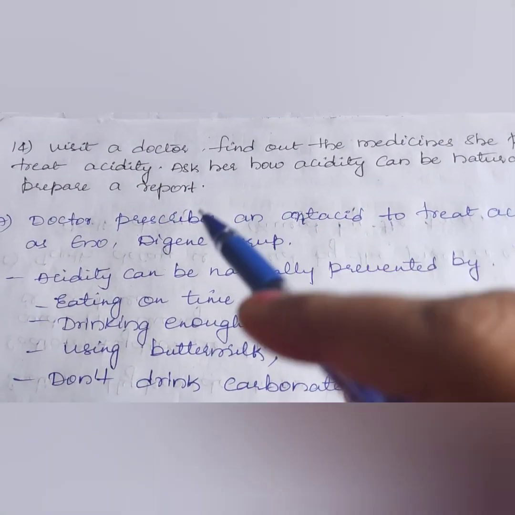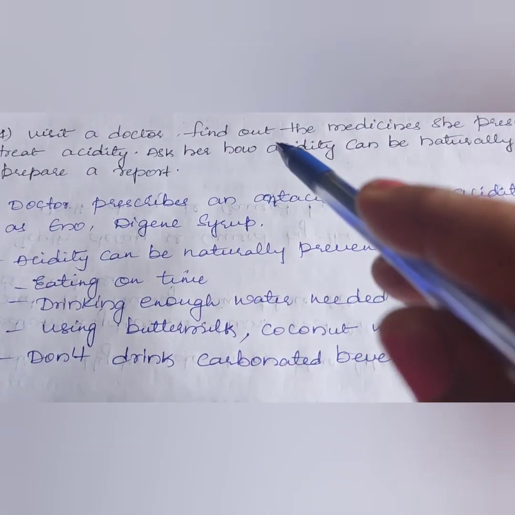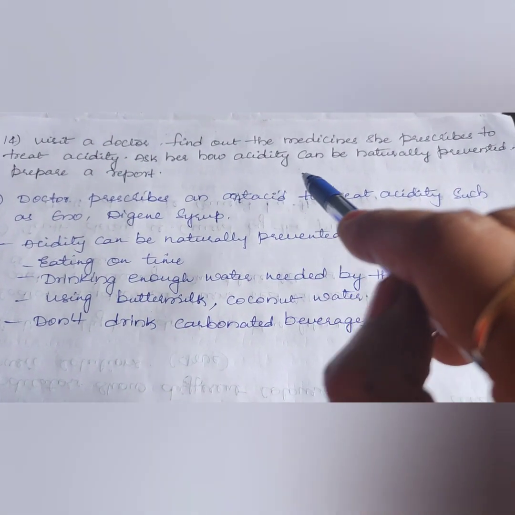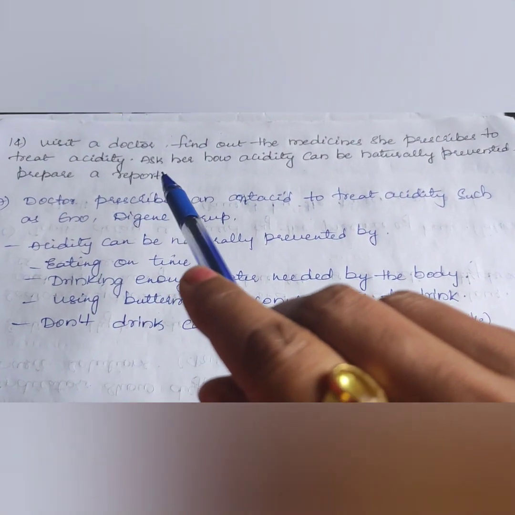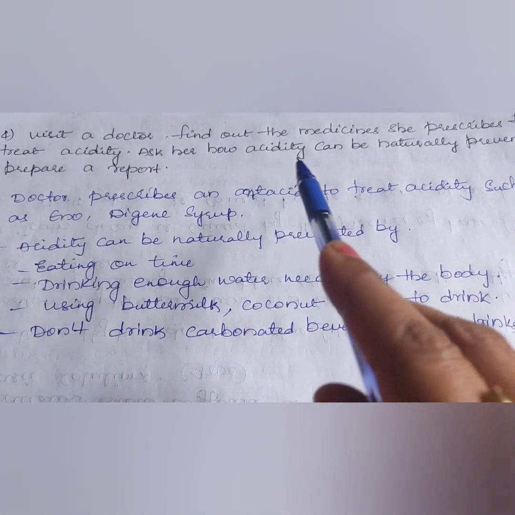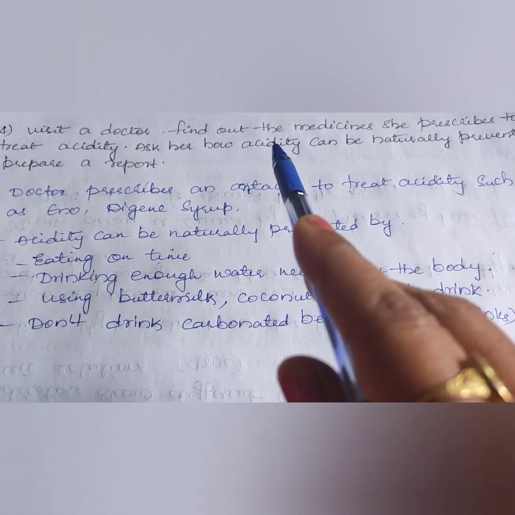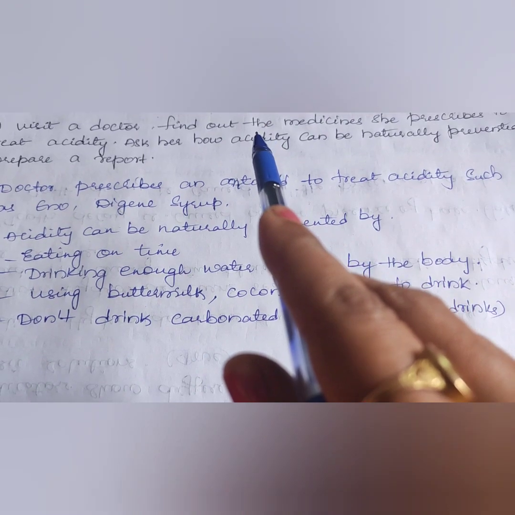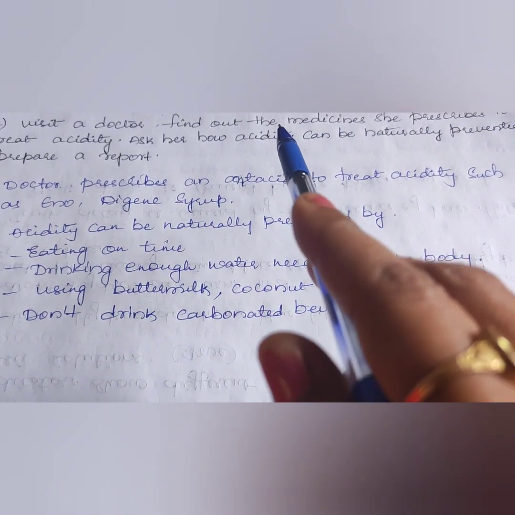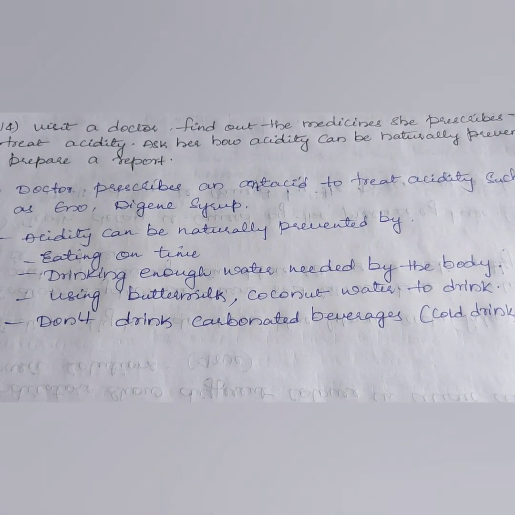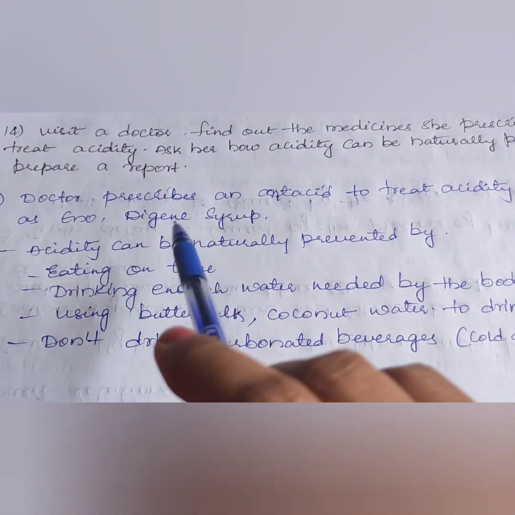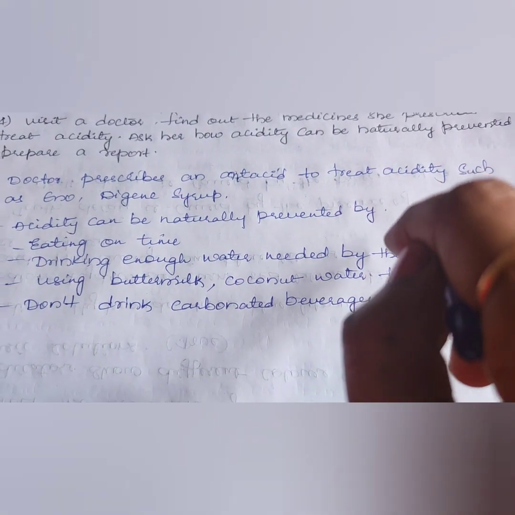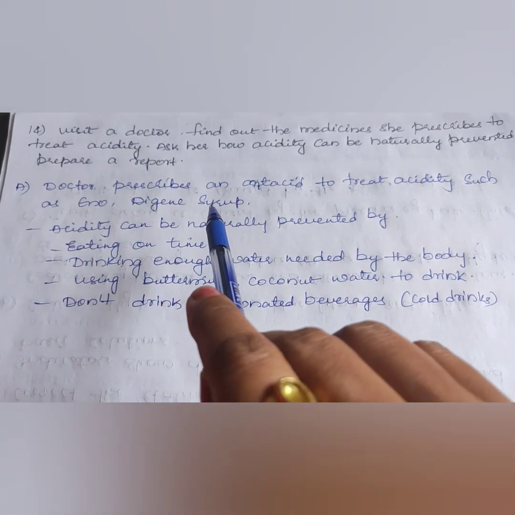13th one is activity. We'll explain 14th one. Visit a doctor, find out the medicines she prescribes to treat acidity. Ask her how acidity can be naturally prevented. Prepare a report. See, children, acidity is in the stomach. An acid is released for digestion of the food. So, when we are not taking food on time, it causes acidity. So, the doctor prescribes an antacid to treat acidity such as Eno, Digene, syrup, etc.